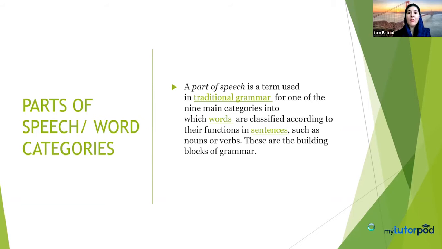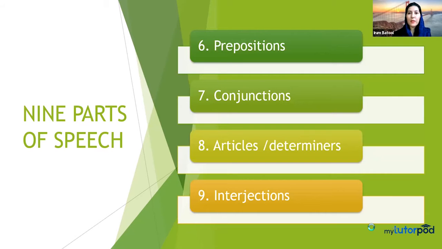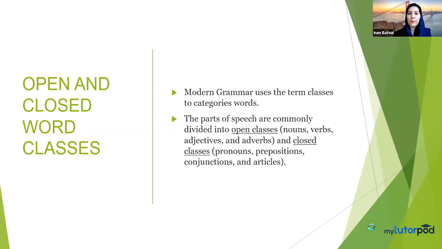These are basically the building blocks of the grammar in the English language. So every sentence that we write or speak in English belongs to one of the parts of speech. The nine parts of speech in the English language are nouns, pronouns, verbs, adjectives, adverbs, prepositions, conjunctions, articles, and interjections.